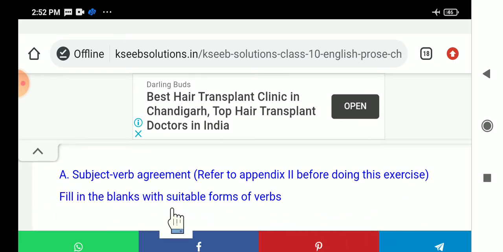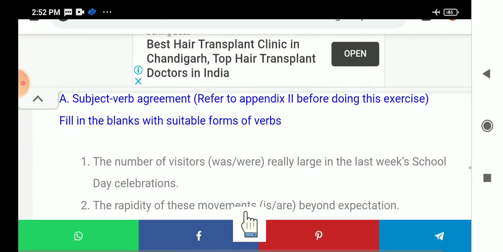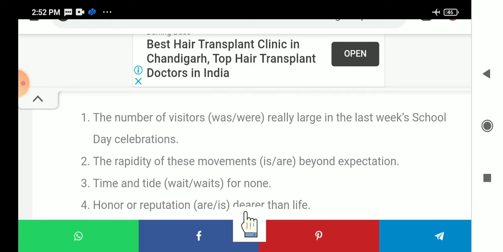Now comes the question here. Fill in the blanks with suitable forms of the verbs. What does the question ask? Fill in the blanks with suitable forms of the verb. So the first question, question number 1, is given on your textbook page number 47. 1. The number of visitors (was or were) really large in the last week's school day celebration. The number of visitors was or were, which verb do we have to use here?